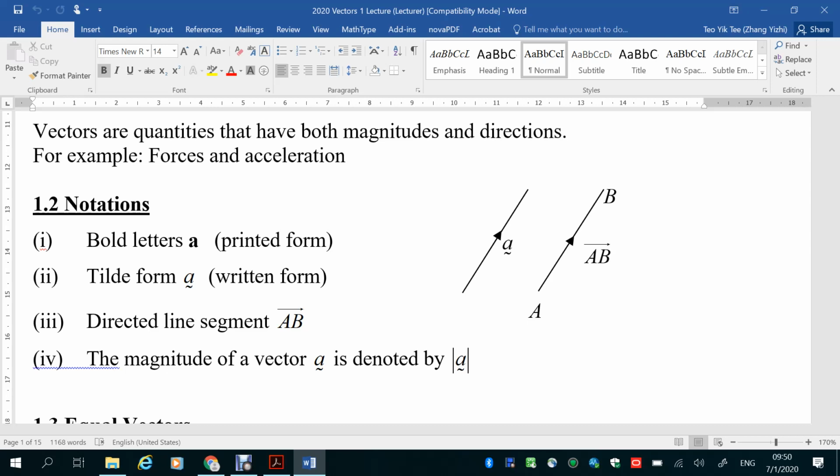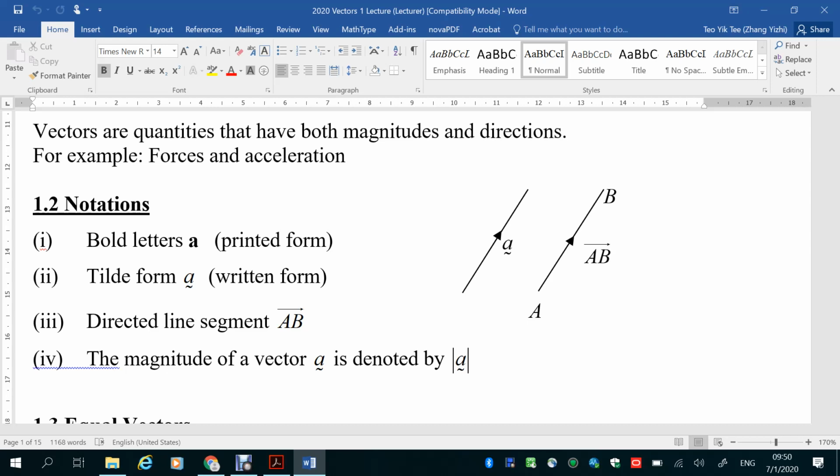Sometimes vectors are represented by capital letters with an arrowhead on top. Okay, so 1, 2, 3. These are the three typical forms or representations by which you can represent vectors on your question paper. Sometimes Cambridge likes to do form 1, sometimes they do form 3. It doesn't really matter. Understand how it looks. Okay? And then please get used to this term.